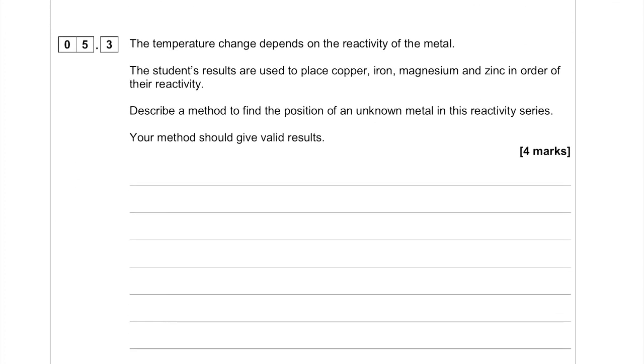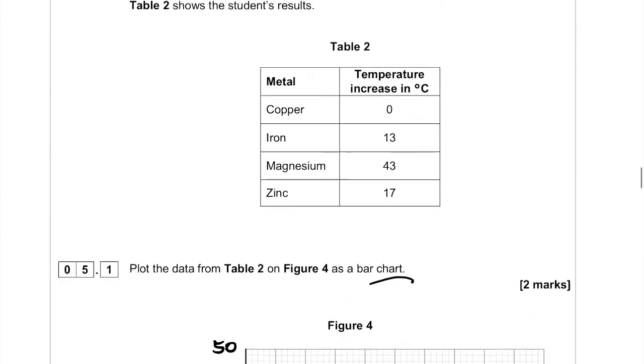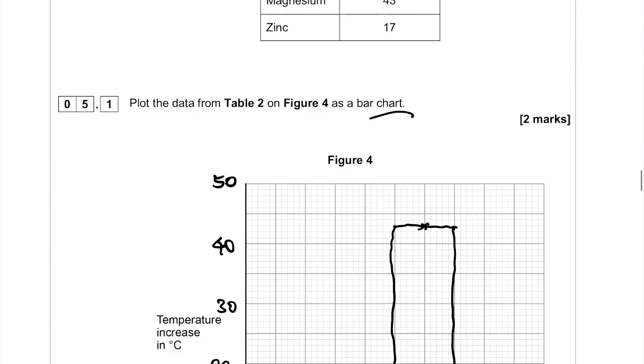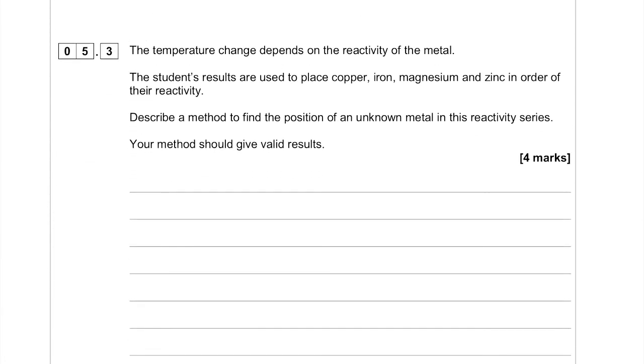Part 3, the temperature change depends on reactivity of the metal. And the student's results are used to place copper, iron, magnesium, zinc in order of reactivity. Describe a method to find the position of an unknown metal in this reactivity series. Method should give valid results. So what you want to do here is to find a different method of finding reactivity. The easiest one is to put all the metals in acid.